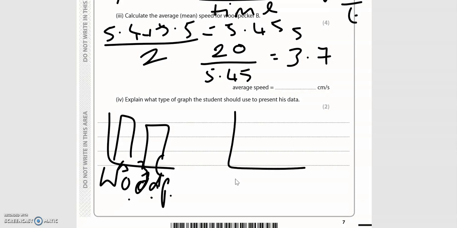If, however, you put mass on the bottom of your graph, then you would need to plot something like that with crosses. That could be a line graph, or sometimes it's described as a scattergram. And that's because mass is a continuous variable. It can have any value. So it doesn't matter which of those ways of representing the data you choose, the marks are for justifying your choice.